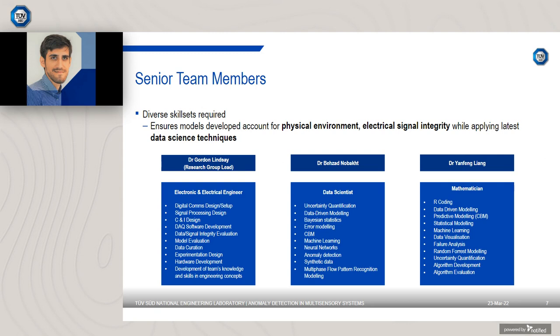We also, as I mentioned, come from different backgrounds. I myself specialize in uncertainty quantification, data-driven modeling, Bayesian statistics, and condition-based monitoring. And our group is led by Gordon Lindsay, head of the digital services group. He specializes in electric and electrical engineering. And our mathematician, Yan-Feng Lang, specializes in data-driven modeling, predictive maintenance, and machine learning.